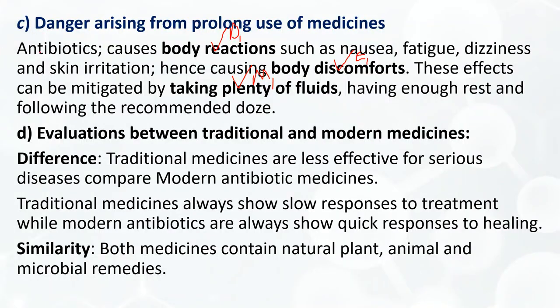Now part D, as we go through faster, they talked about evaluation. But what are we evaluating? The traditional antibiotic and the modern antibiotics. Then we come and talk about the differences, and we also talk about the similarity. But as we said, we give only 1 point on the difference, and only 1 point on the similarities. So let's look at this one, the difference.